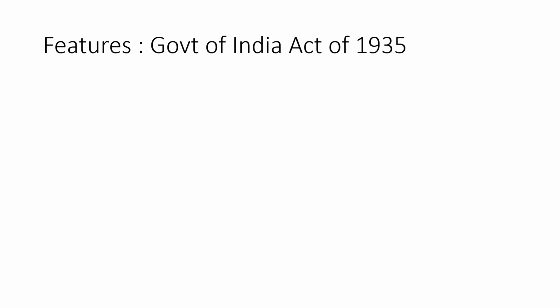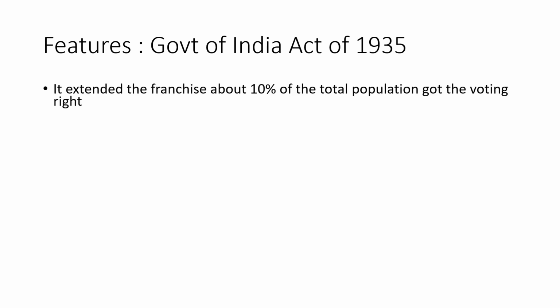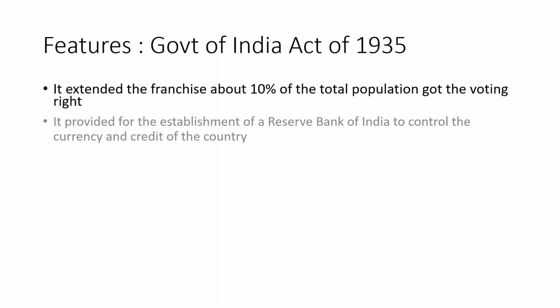All right. Coming to the next feature, it extended the franchise. About 10% of the population got the voting rights. So now the voting rights were also getting extended, and 10% of the people now could actually vote. Another important point is it provided for the establishment of a Reserve Bank of India (RBI), which is known as today, to control the currency and credit of the country.